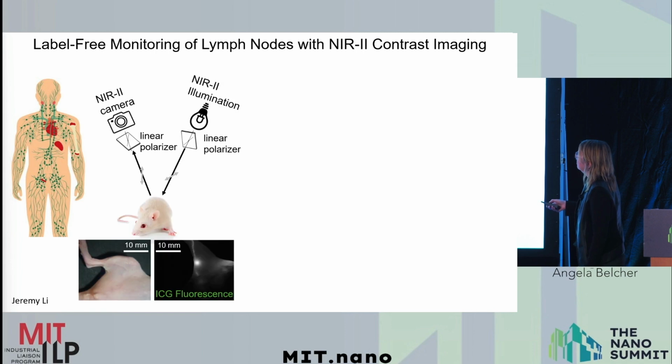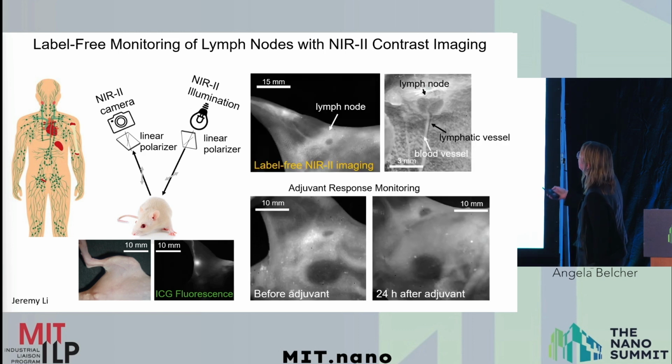And so there's all these lymph nodes in the body, and the idea was to use a combination of near-IR and polarization to be able to find the right wavelength to be able to pull out these materials. And this is in a mouse. You can see the lymph node here. You can actually see, this is all without staining. You can see lymph vessels.